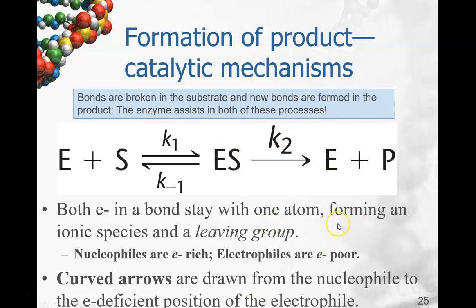So we're going to use the concepts we learned in organic chemistry, where we have nucleophiles, which are electron-rich, and electrophiles, which are electron-poor. And we should note the electrons in a bond stay with one atom and form an ionic species and a leaving group. And we will, as you did in organic chemistry, draw curved arrows from the nucleophile to the electron-deficient position of the electrophile.